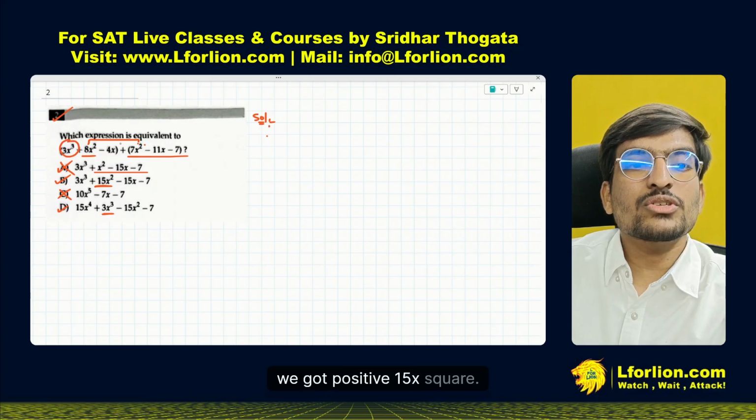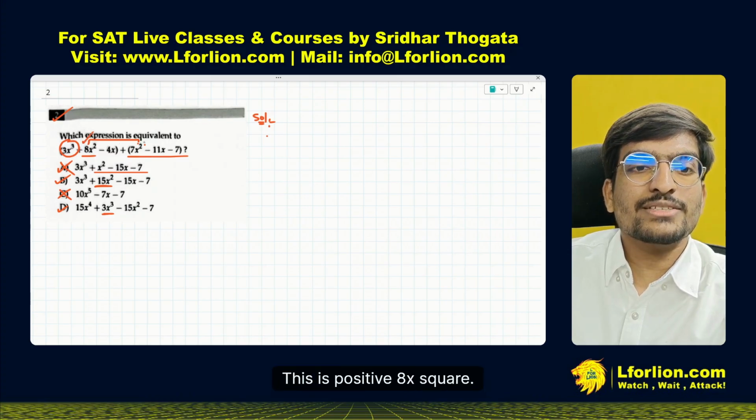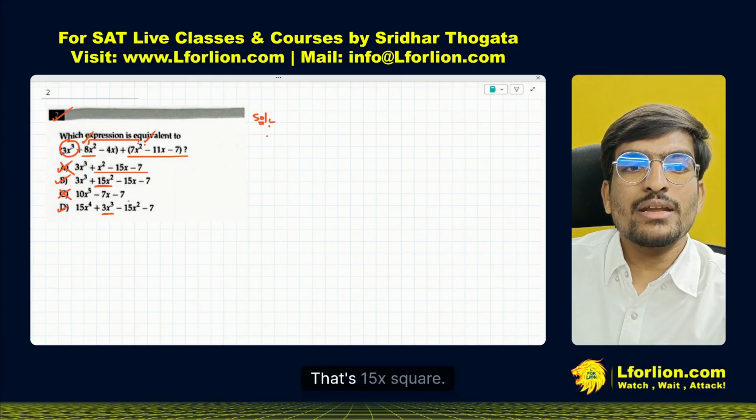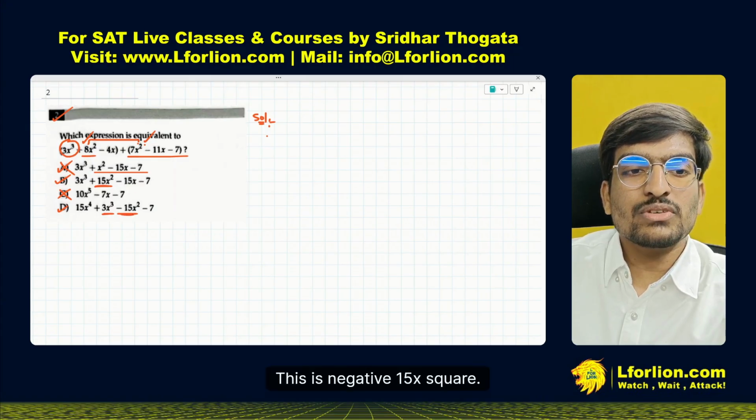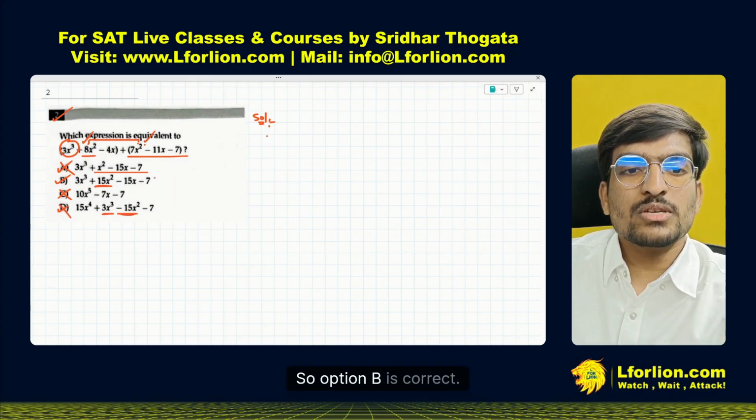We got positive 15x square. This is positive 8x square, positive 7x square. That's 15x square. This is negative 15x square. Option D is incorrect. So option B is correct.